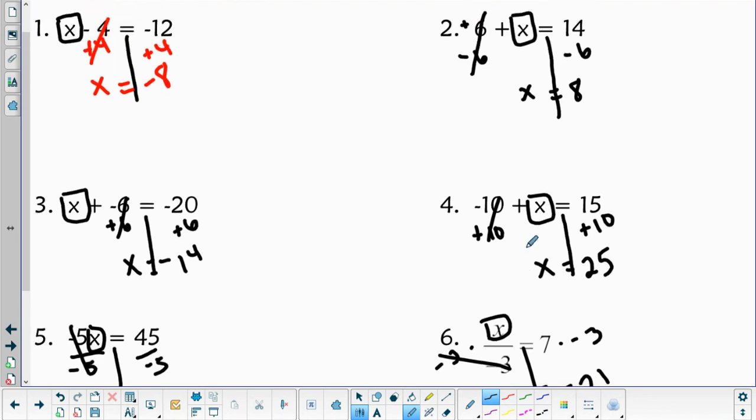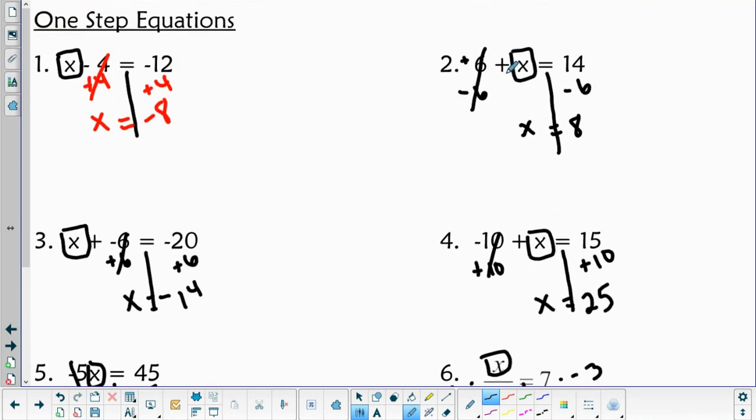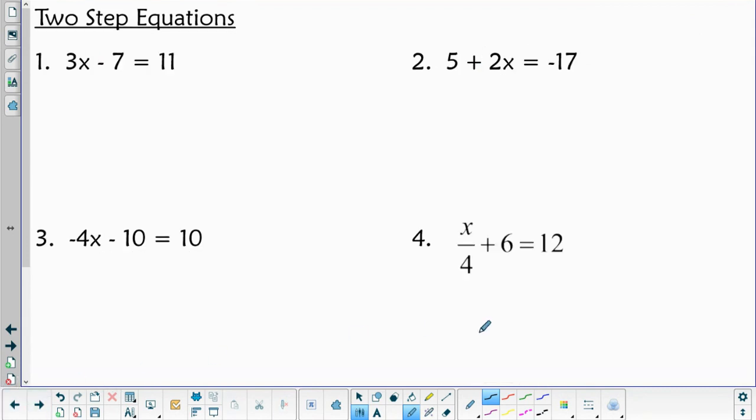Okay, all of these that you saw were one-step equations. You had to do one thing to both sides to get your final answer. Now we're talking about two-step equations. So we're going to have to do two different things.